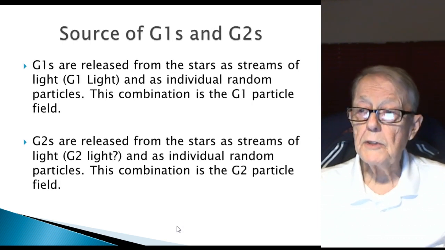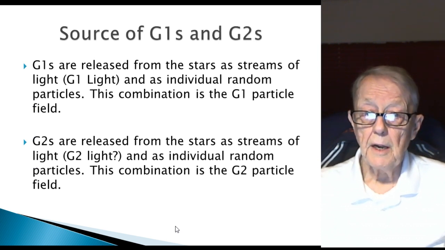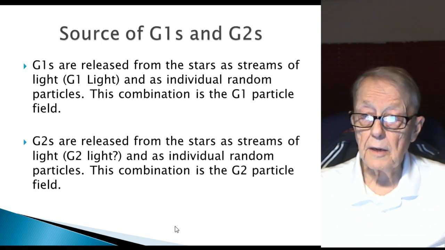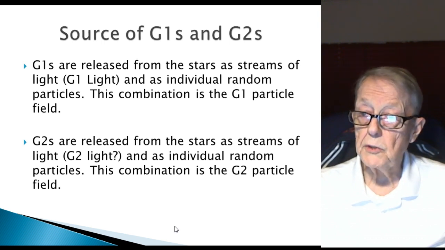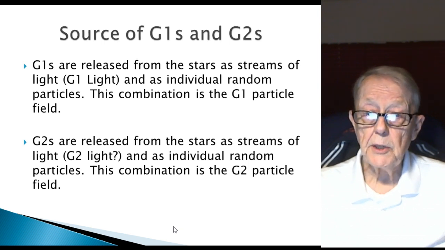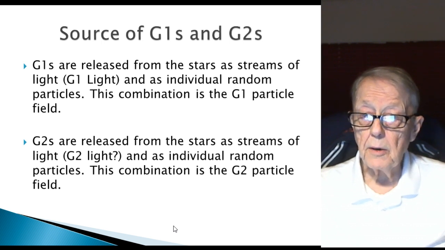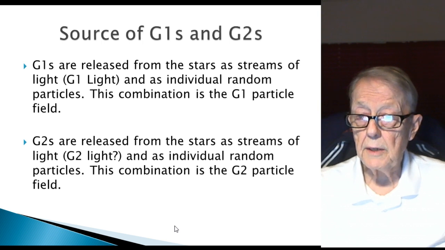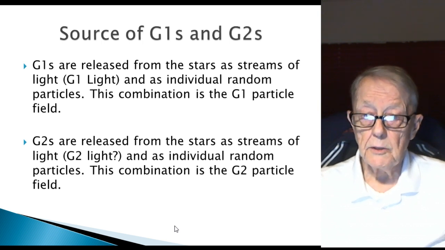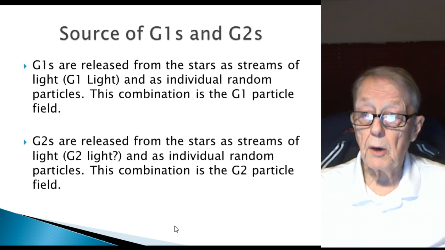Now, the source of the G1 and G2 particles is the stars. G1s come from the stars as streams of light. We've said in other videos, and showed you, what light is in the particle model: a stream of G1 particles with a repetitive pattern. And of course, the sun can also release individual random G1 particles. This combination is called the G1 particle field.